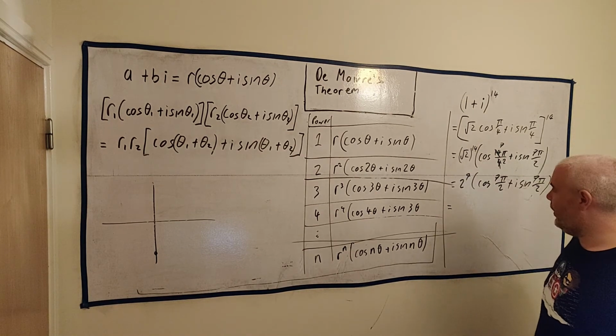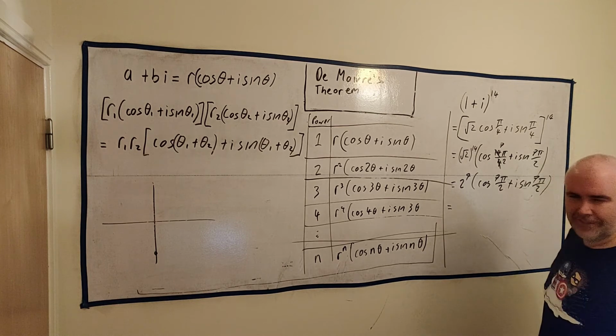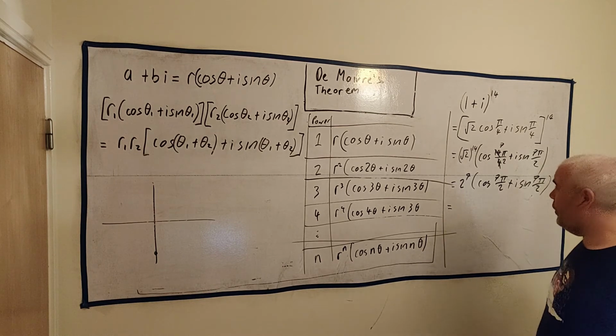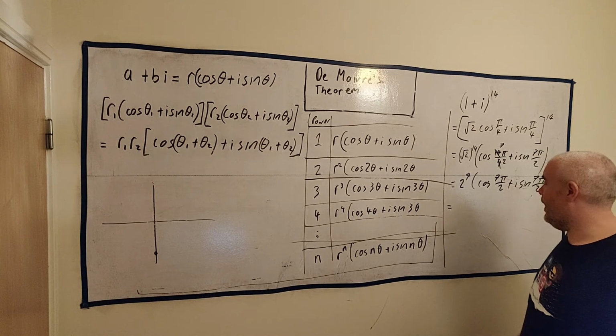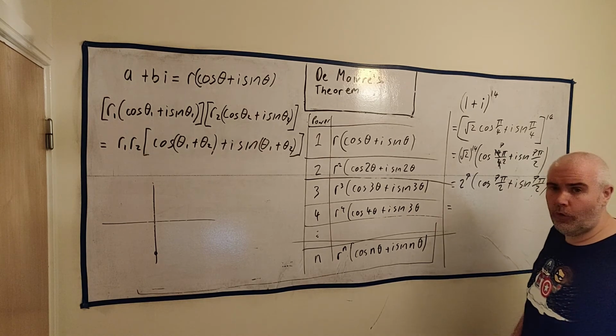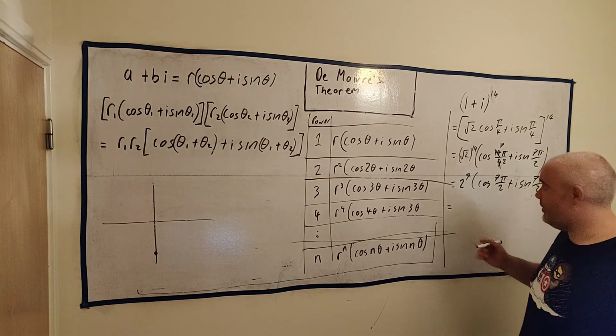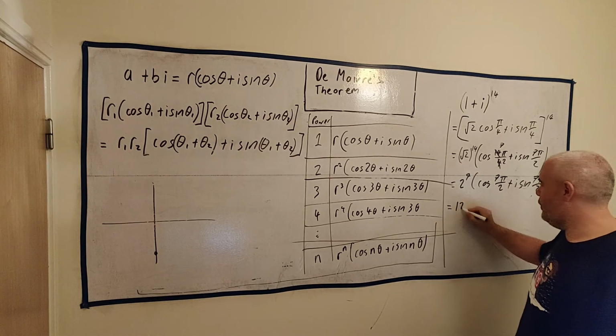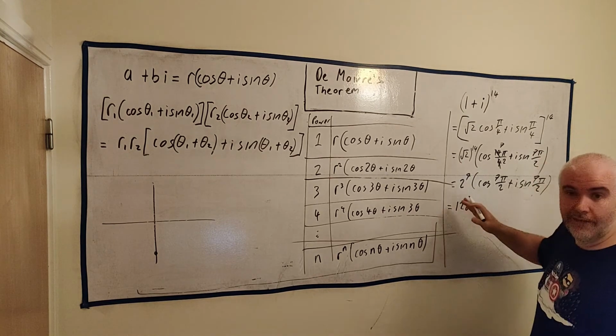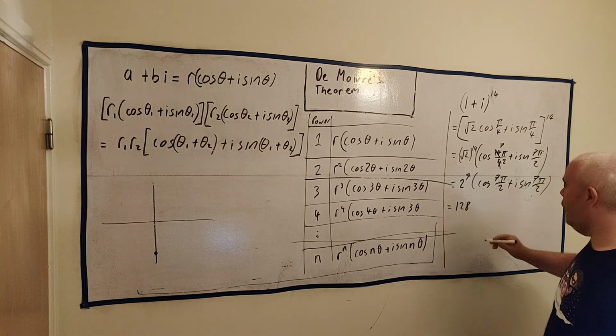2 to the power 7, I promise some people can do it in their head. 2 to the power 3 is 8. 8 by 8 is 64. So that's 2 to the power 6. By another 2 is 128. But use a calculator if you're not sure.